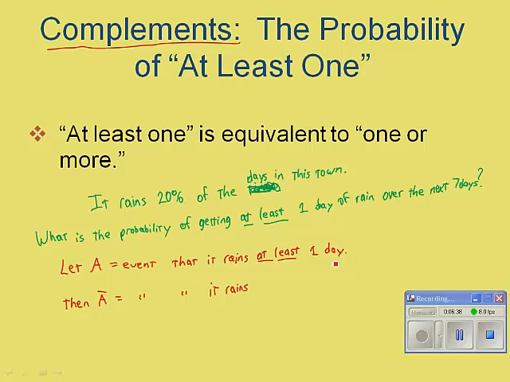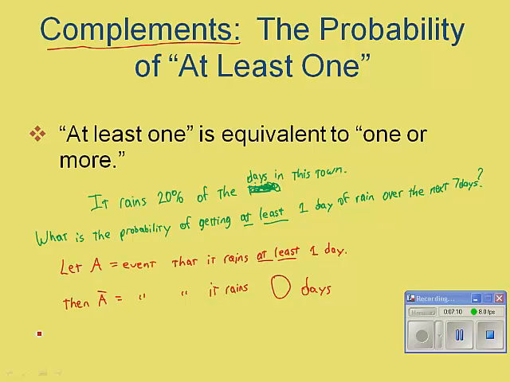If it doesn't rain at least one day, less than one day is true. But if it rains less than one day, 0 days, right? It doesn't rain. I claim that that is an easier probability to determine. What is the probability that it rains 0 days?